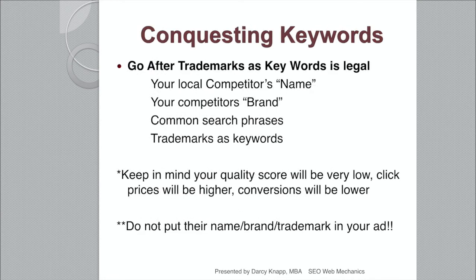When you put your keywords together, you can use trademarks as keywords. You can also use competitors' names, but keep in mind you're not to put those into your ad copy. You can just use them as keywords to trigger your ads. When you do this, keep in mind that your quality score is going to be lower, so your cost per click is going to be much higher when you're using conquesting after a competitor's name or a competitor's brand.